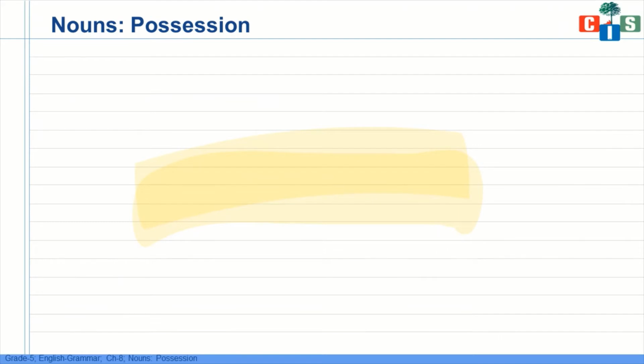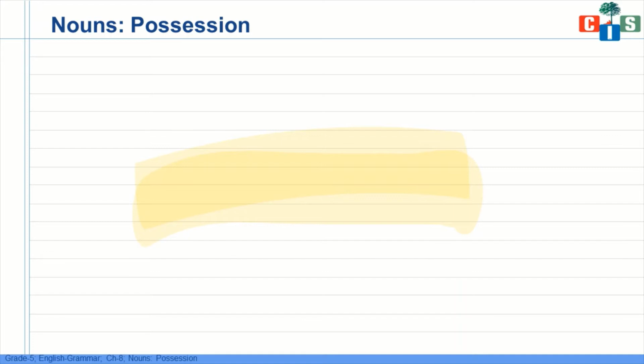Nouns, possession. Now what is possession? Do you know? Okay, let me tell you. Possession is a word which is derived from possessive. Possessive means ownership or belongingness. When anything is belonging to me, suppose that I have a pencil and an eraser, so the pencil and eraser are mine. It means they belong to me. So the words which are showing belongingness or ownership can be called possessive nouns.